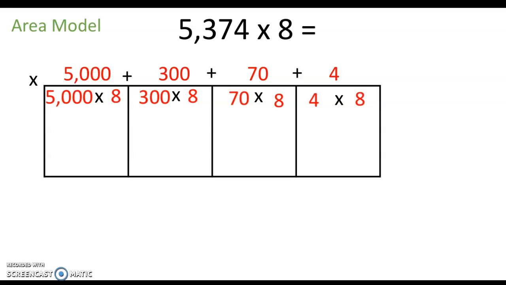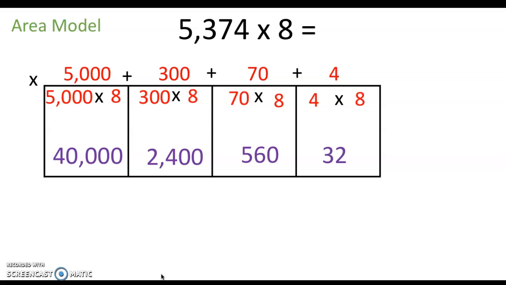So 8 times 5 is 40. Then I need to add 3 more zeros onto there because there's 3 zeros right here, giving me 40,000. 8 times 3 is 24 plus 2 more zeros. 8 times 7 is 56 plus 1 more zero. 8 times 4 is 32.